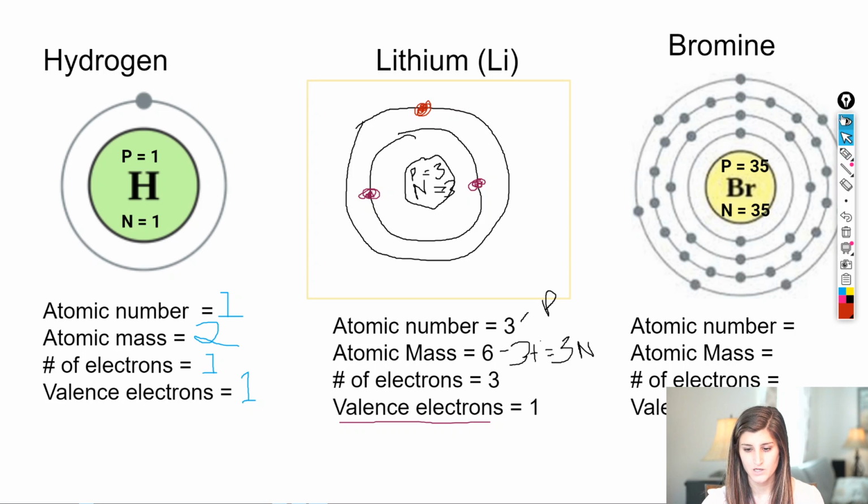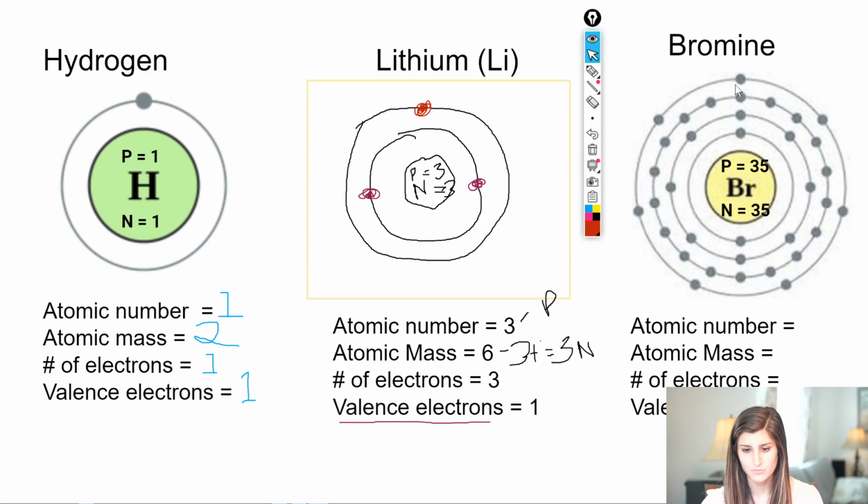All right, so now let's work on our last problem, which is with bromine. So we want to look at the atomic number first. Atomic number is the number of protons, and we can look on the inside. And we say protons is equal to 35. So we know that the atomic number is equal to protons, so this must be 35. Atomic mass is going to be equal to the number of protons plus the number of neutrons. So 35 plus 35 is 70.